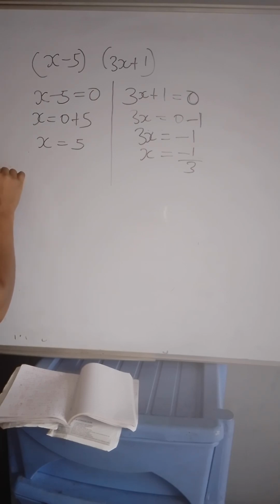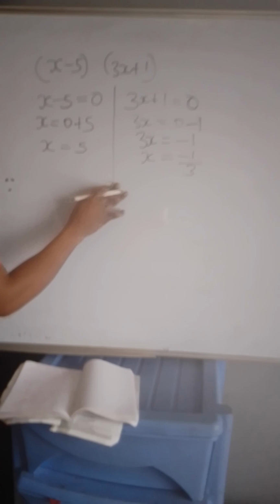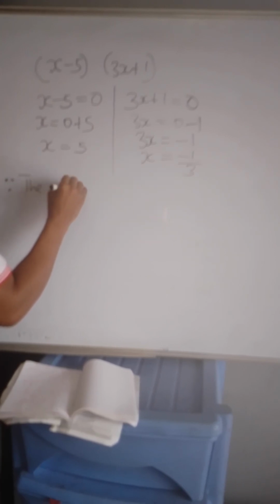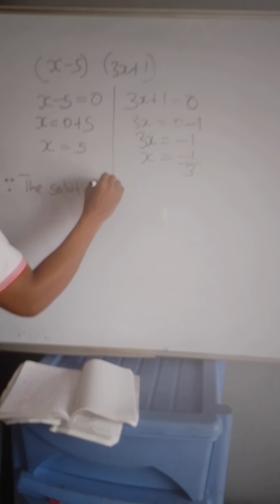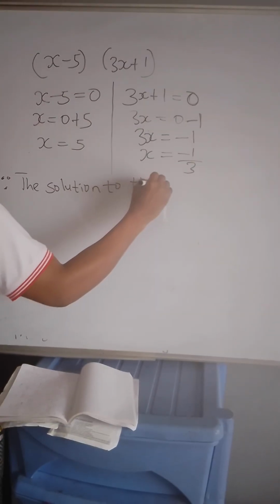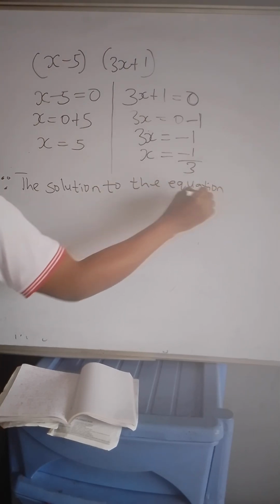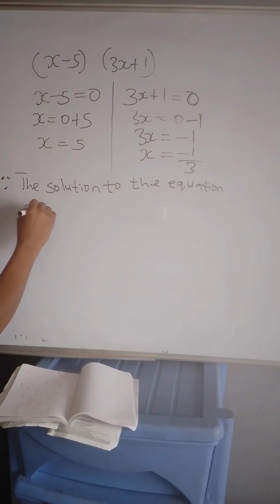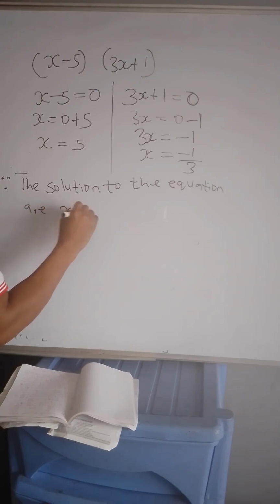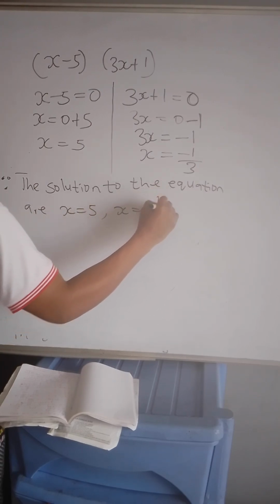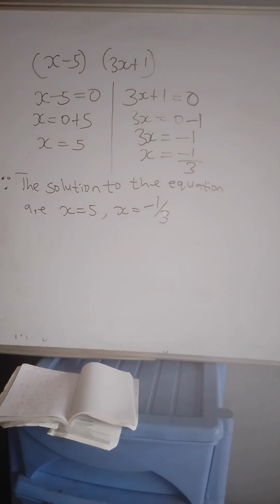Therefore, the solutions to the equation are x equals 5, and x equals minus 1 over 3. So this is it, using factorization method.